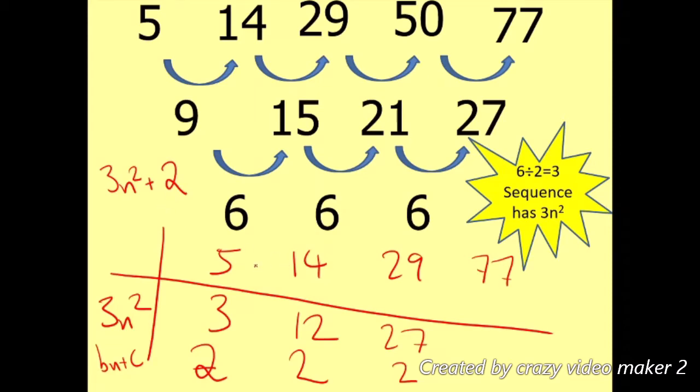And again, we can see if it works. So let's say I choose this one here, which is my fourth term. And I type into my calculator 3 times 4 squared plus 2. I should get 77, which I do, which is nice.